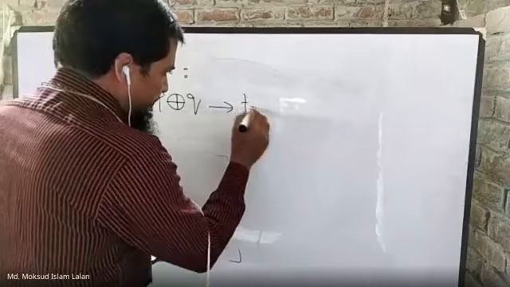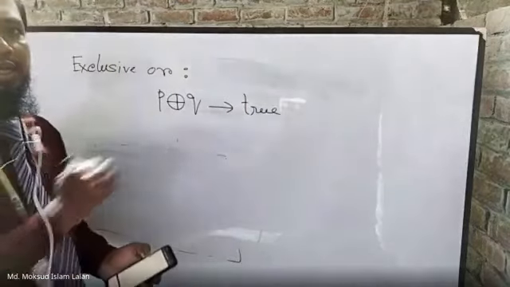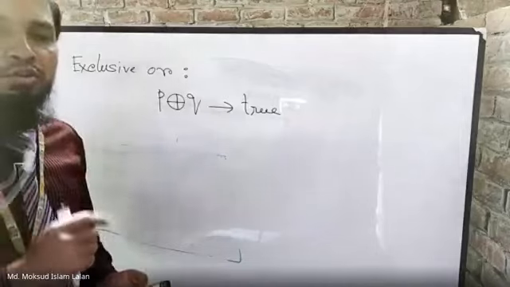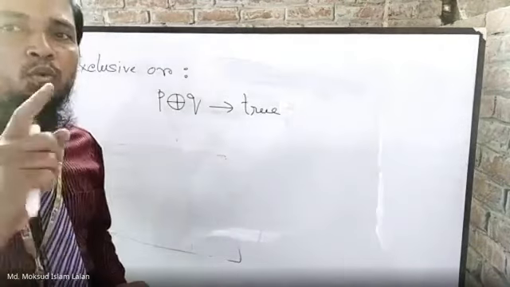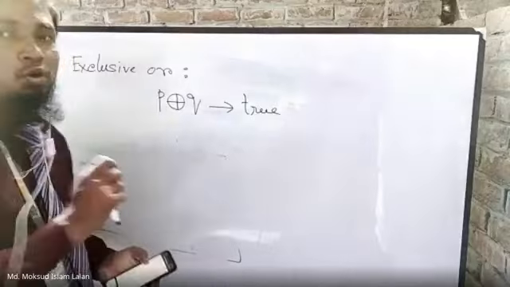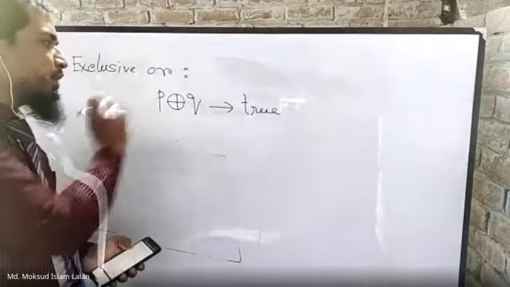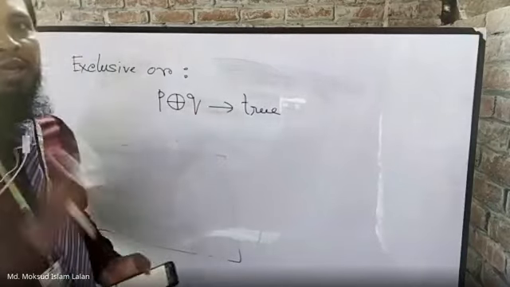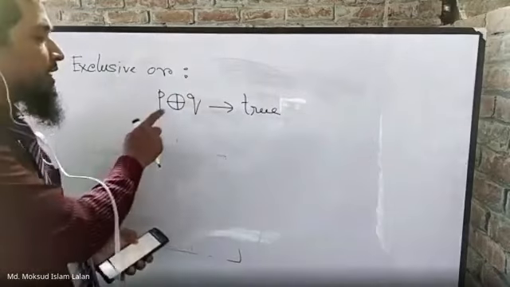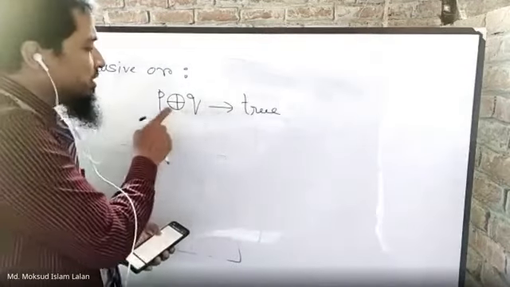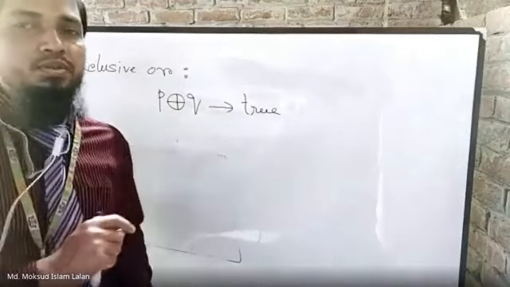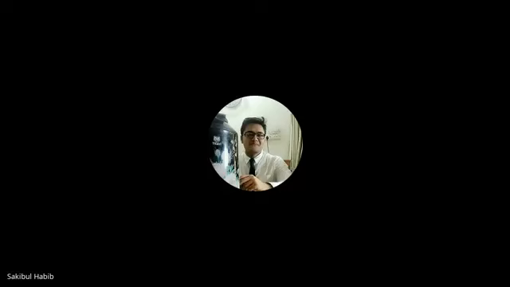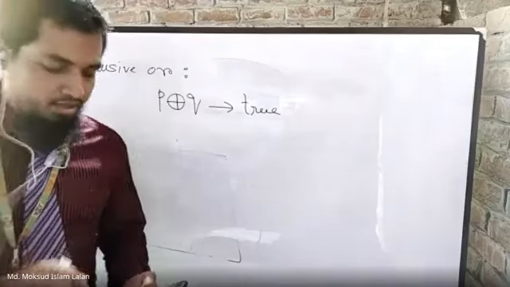This will be true when exactly one is true, not both. Exactly one: maybe P true, Q false, then true, or P false, Q true, then true. When exactly one is true, then exclusive or is true, otherwise false. So it's like an XOR logic gate type. Yes, logical or, right? Yes, sir.